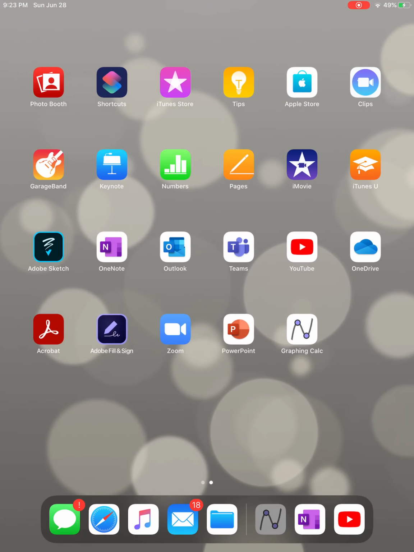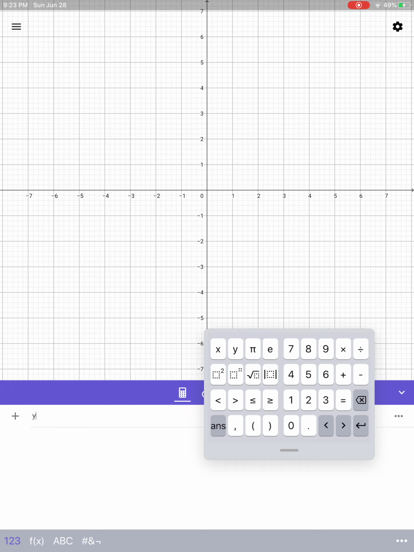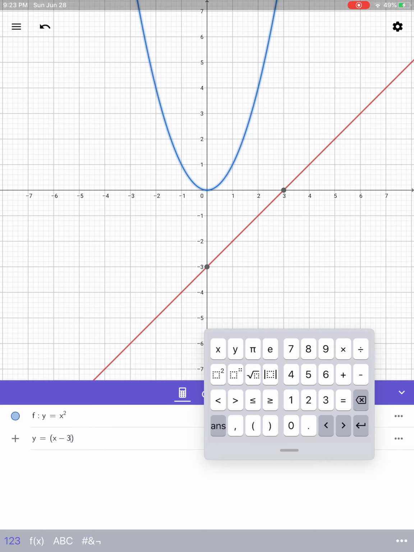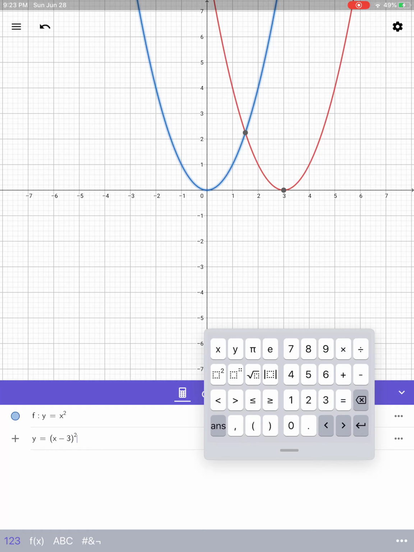So now we shall plot everything in the graphing calculator. The first graph would be y is equal to x squared. The second graph would be y is equal to (x minus 3) the whole squared, correct? You can see that the graph in red has a horizontal shift towards the right of the original graph. Your original graph is in blue.